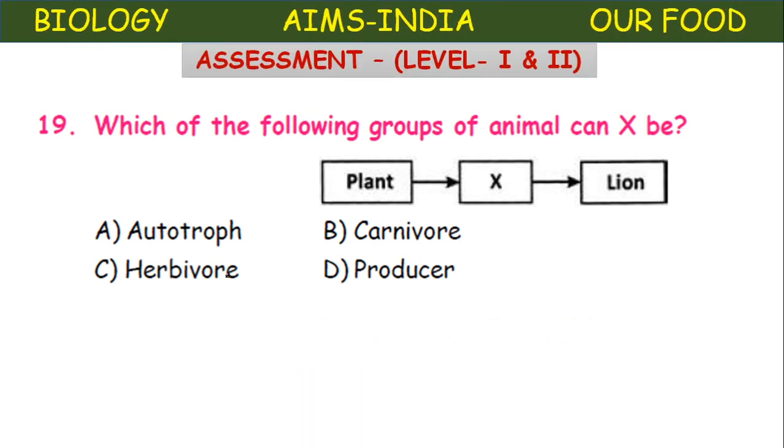And here a simple food chain is given. Which of the following groups of animals can X be? Plant, X, lion. Autotroph, carnivore, herbivore, producer. So it is a herbivore which comes in the middle, eaten by the plants. Plants are eaten by herbivorous animals, primary consumer. Then the secondary consumer is the lion. It is a simple food chain.